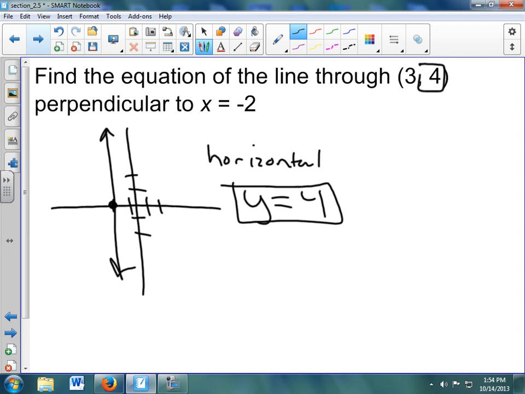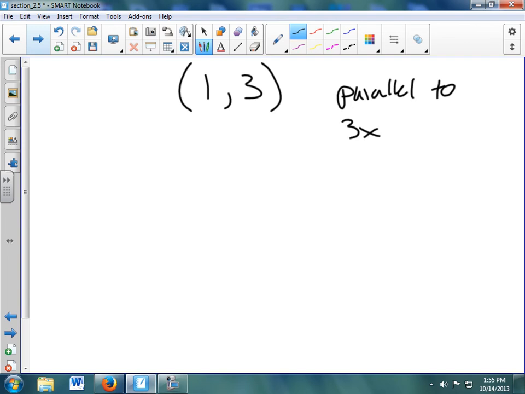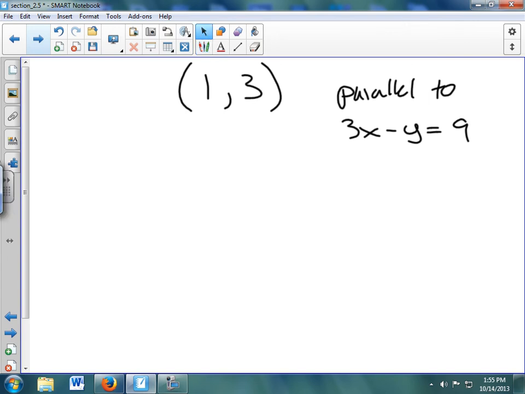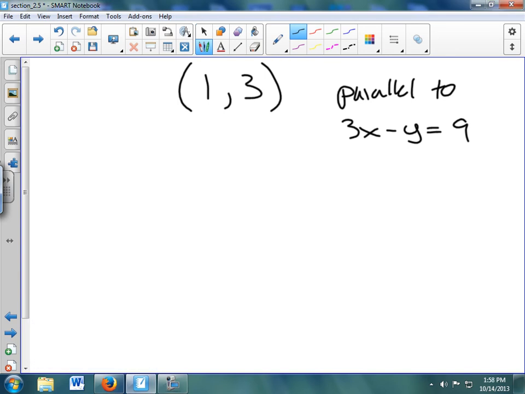And I'm going to give you a couple more because I don't think you're at where I'd like you to be on these. I want you to find the slope of a line that goes through that point and is parallel to 3x minus y equals 9. Okay, here we go again. I want an equation of a line that goes through this point and is parallel to that.